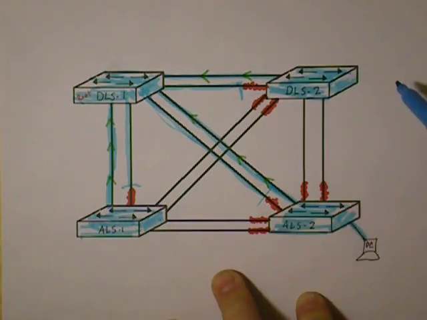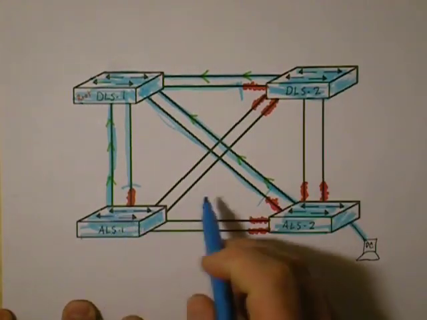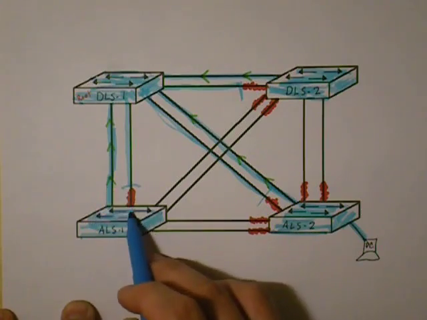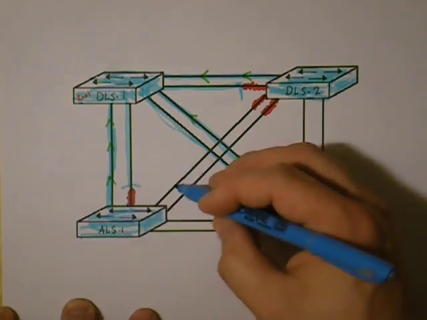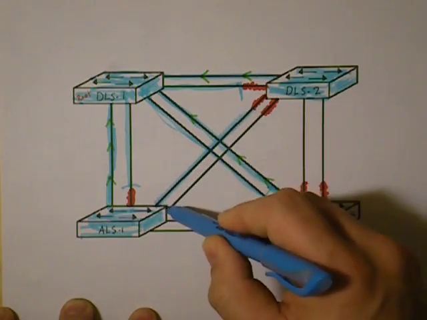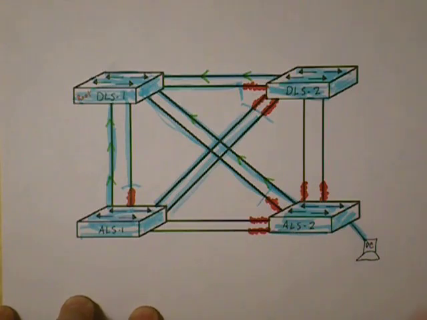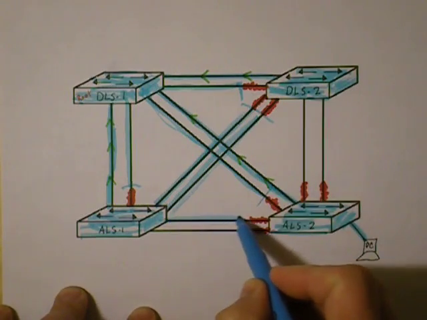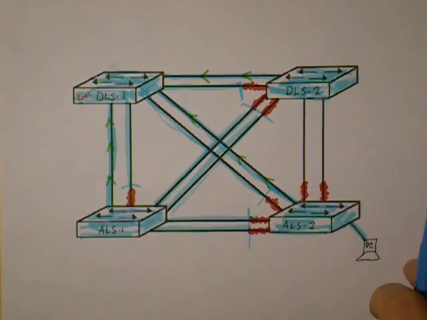And I said we'll come back to this one, so let's do that now. ALS1 broadcasts it out every port except for the port it came in on. Came in on this port, so it's not going to broadcast it. This port is shut down, so it never got the broadcast, but it's not going out either. So broadcast it out here, here, and here. But DLS2 is not listening there, so it doesn't get anywhere. Same thing here, broadcast out these ports to ALS2, but ALS2, also not listening, gets stopped.